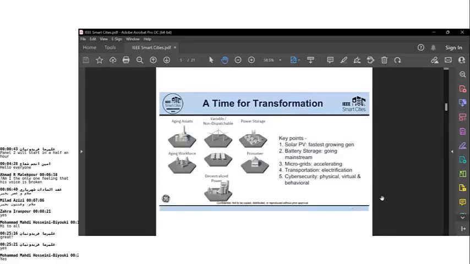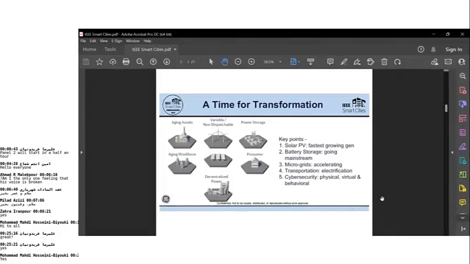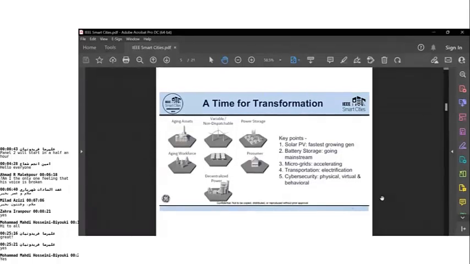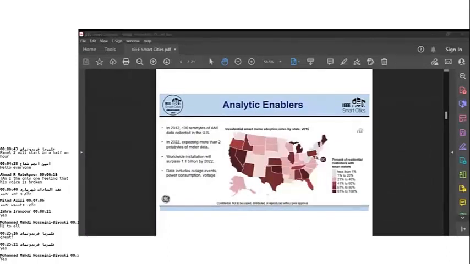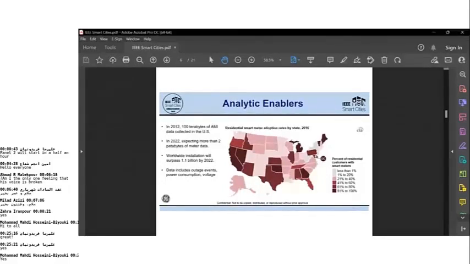Next slide, please. This slide shows the deployment of smart meters according to the U.S. Energy Information Administration, EIA. You can see that the deployment is on the rise. I'm not going to go through all the numbers in the interest of time.